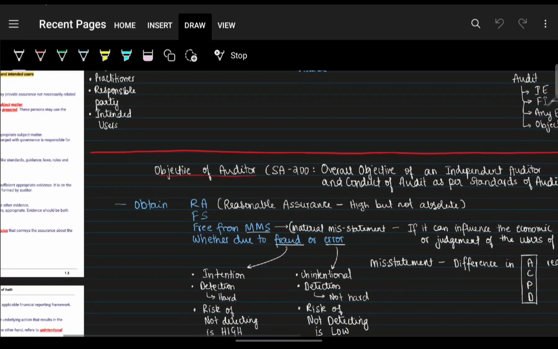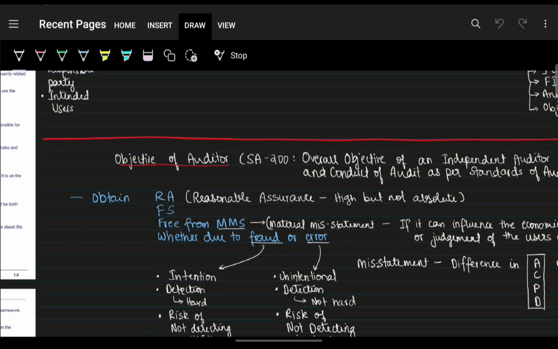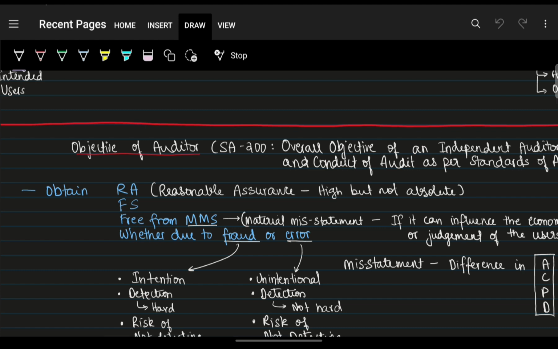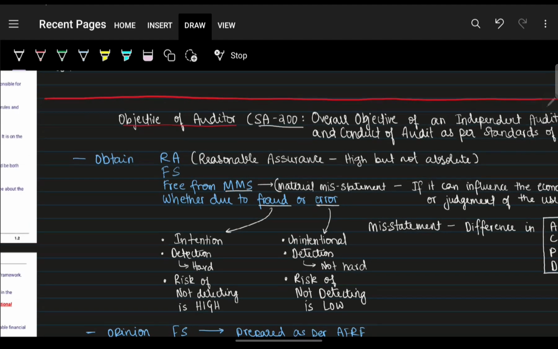Moving on. What are the overall objectives of the independent auditor? That is given in SA 200, or the Standards on Auditing 200. What is SA 200? It is also called Overall Objectives of an Independent Auditor and Conduct of Audit as per Standards on Auditing. Okay, so this is SA 200.